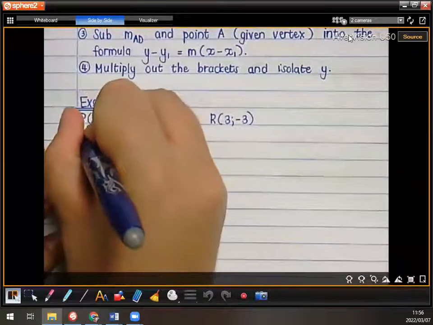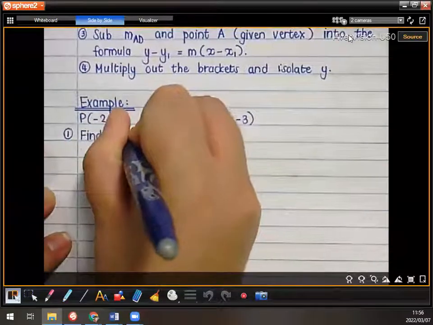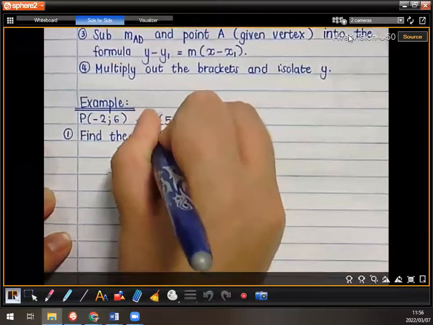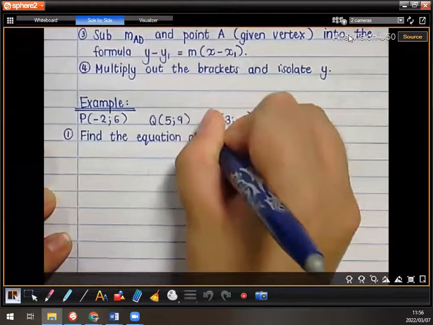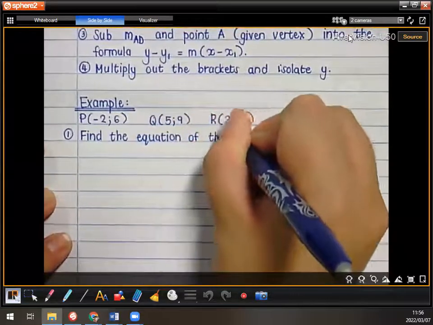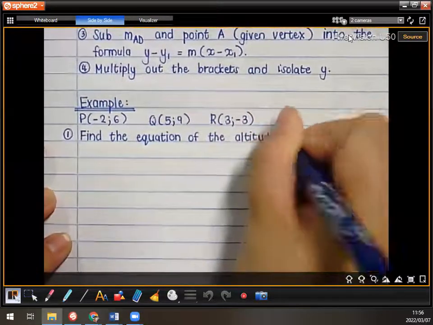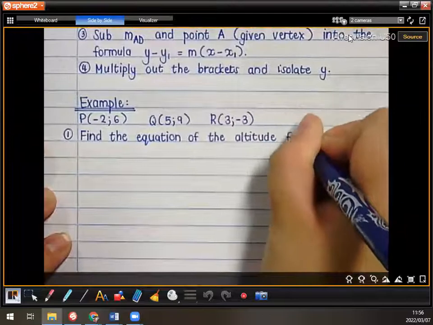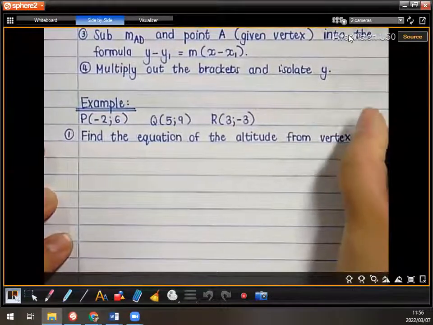Question one. Find the equation of the altitude from vertex C.